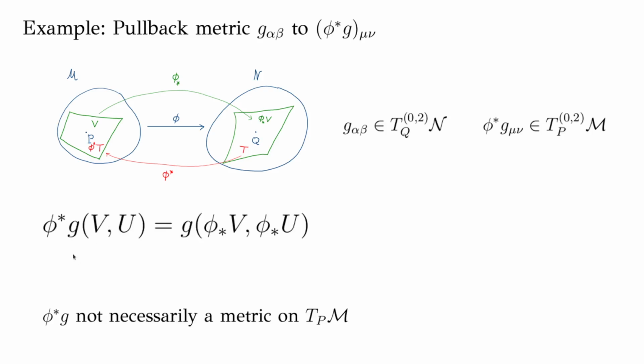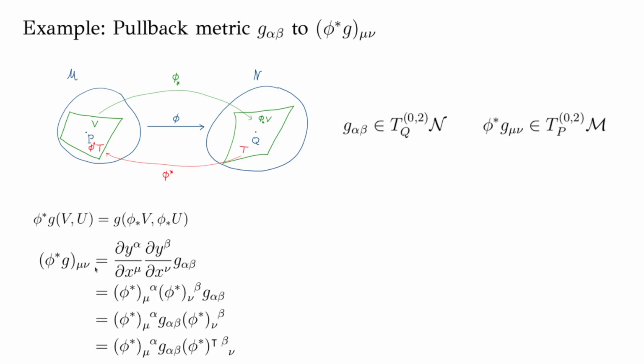So we use the definition that we described in the previous slides. Any vectors v and u are mapped under phi star of g to the image of the pushed forward vectors phi star of v and phi star of u. Note that phi star of g is not necessarily a metric at the point P of M. Let's compute the components of this pulled back tensor.